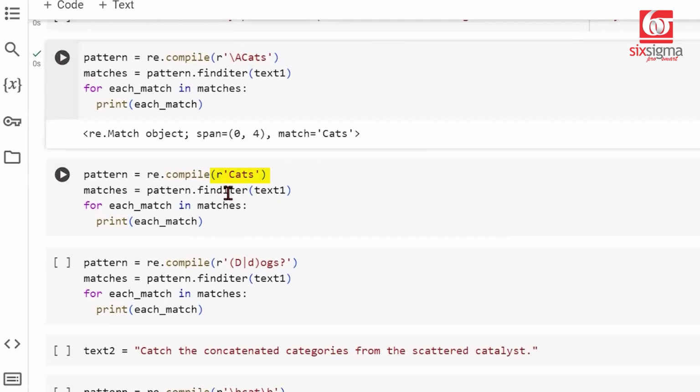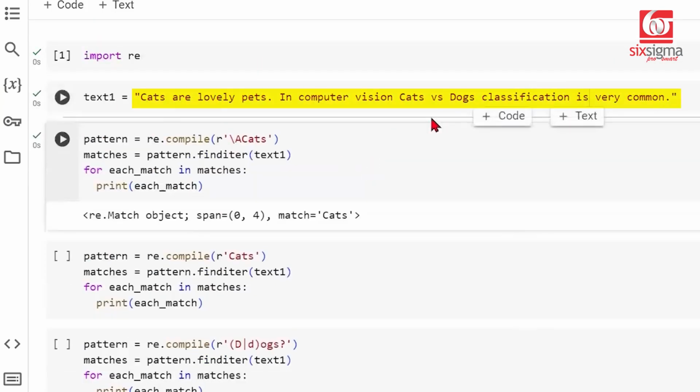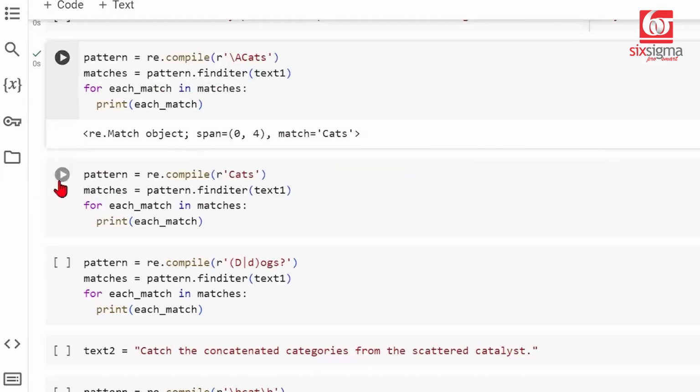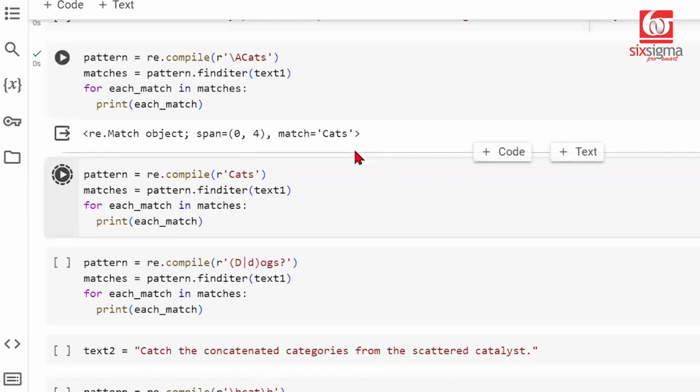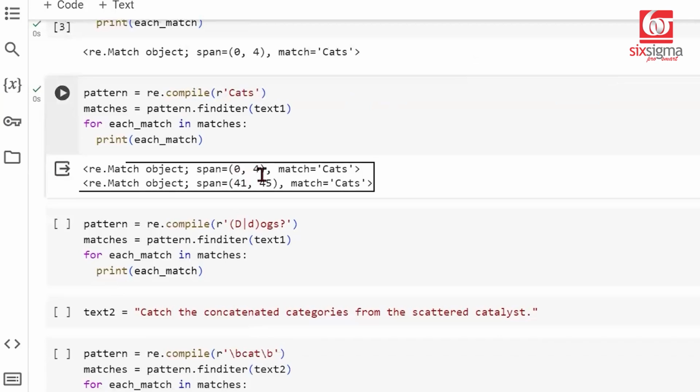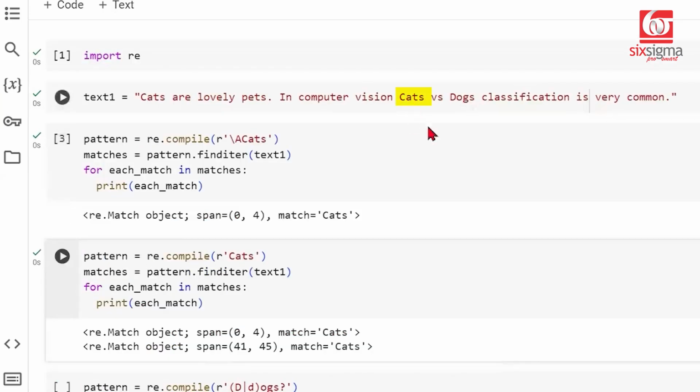Now, if we do just cats and we remove this backslash A, what does it mean? We're no longer restricting it to the first occurrence or the beginning of the string only. We are looking for the presence of cats as a pattern anywhere in the string. And you can see it's actually used twice, cats here and cats here. So it should talk about both these spans now. Let's run this. So you can see index 0 to 4, essentially not including 4, so 0, 1, 2, and 3, and 41 to 45, not including 45. This captures the second occurrence of cats here.